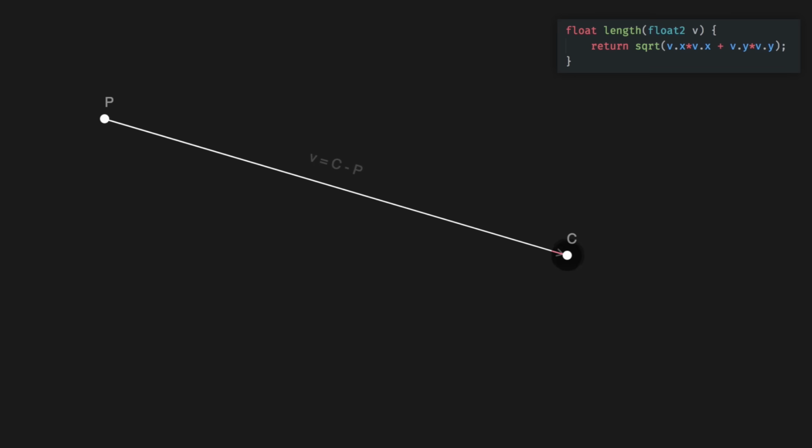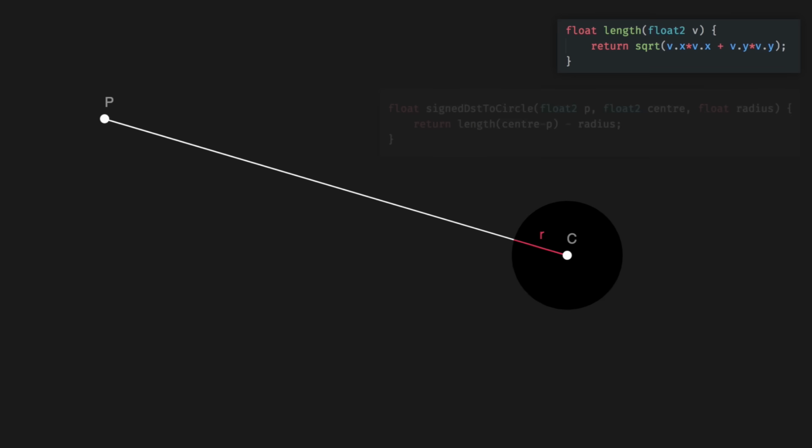Next, the distance from a point to a circle. This is just the distance between the point and the circle center, minus the radius of that circle. By the way, this is called a signed distance function because if the point was inside the radius of the circle, the distance would actually be negative, and you'll see why this is useful a little later on.